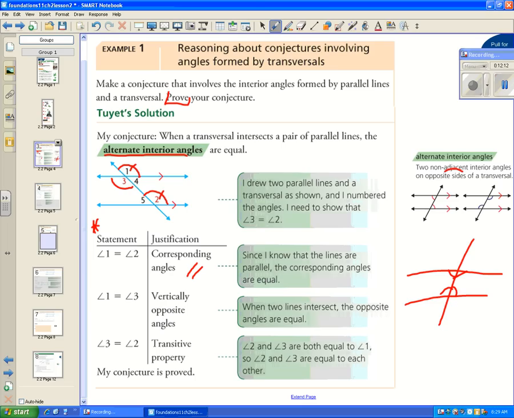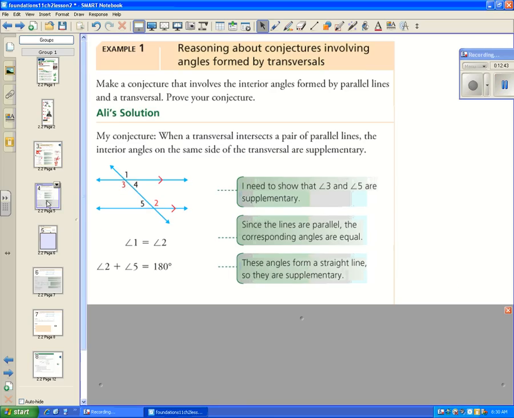Then he said angle 1 is equal to angle 3, right here, because of vertically opposite angles. And finally, he said angle 3 is then going to be equal to angle 2 due to the transitive property. That was, I believe, what Mrs. Schmall went over with you: when A equals B and B equals C, then we can say A equals C. That's called the transitive property. So therefore, he has proved this conjecture.